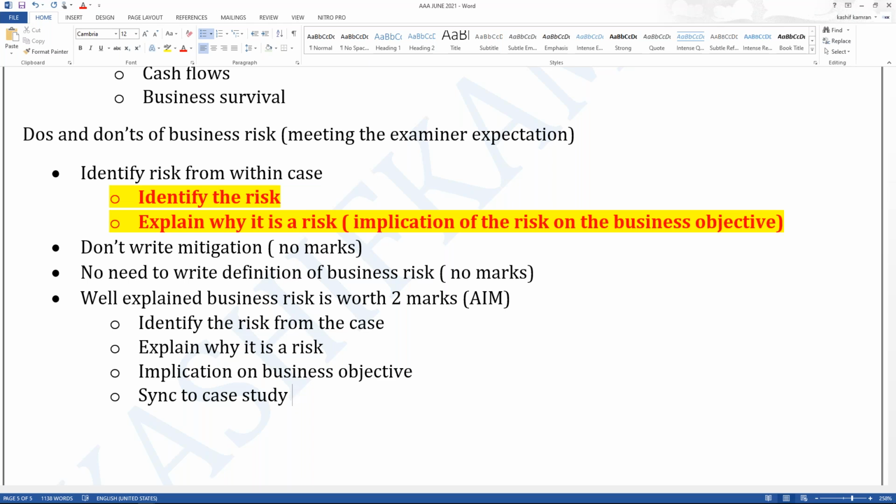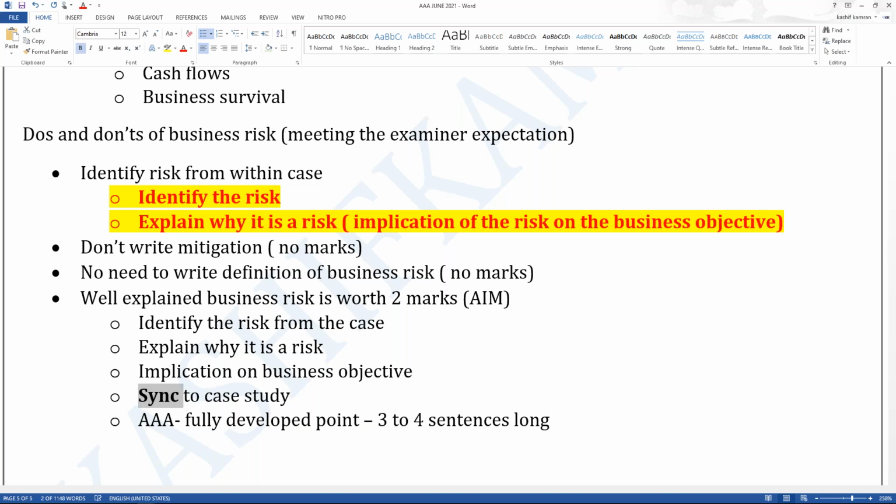worthy statement. And I did mention yesterday that in a AAA paper, you should fully develop your point. A fully developed point is 3 to 4 sentences long. Anything less than that is not a fully developed point. So at 3 to 4 sentences long, you are in a safe zone that you're writing a good answer. Is that clear? I will be demonstrating how you identify, how you explain, how you put the implication, and how you sync to the case, right?